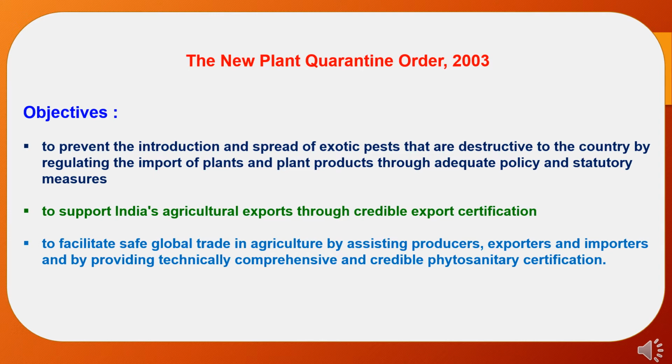These orders are required to support India's agriculture exports through credible export certification and to facilitate safe global trade in agriculture by assisting producers, exporters and importers and by providing technically comprehensive and credible phytosanitary certification.